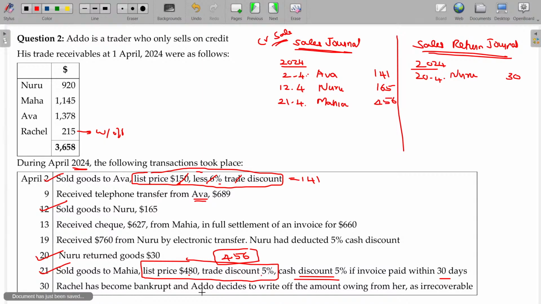Rachel has become bankrupt and Adu decided to write off the amount owing from her. Rachel becomes bankrupt, we don't get any money. Now come on, find out the total of this one. The total of this value being 762. Now where should it be transferred? Come on, tell me. Transfer to the sales ledger account, in the credit side.